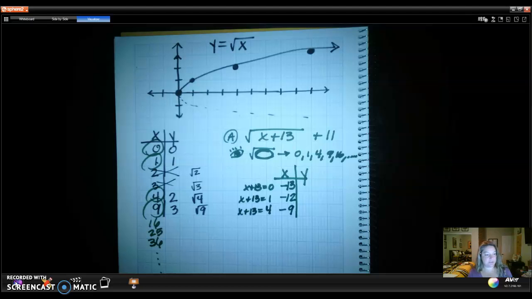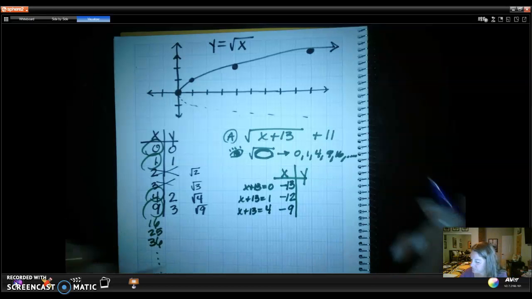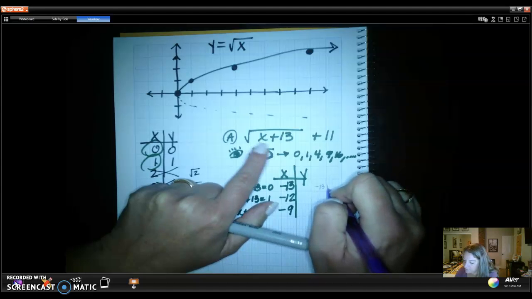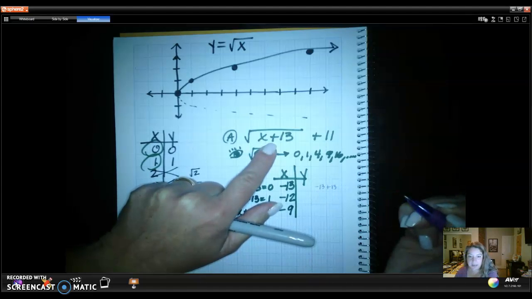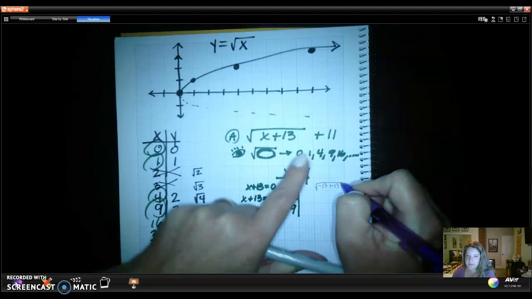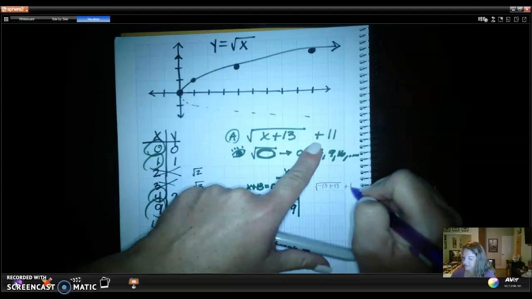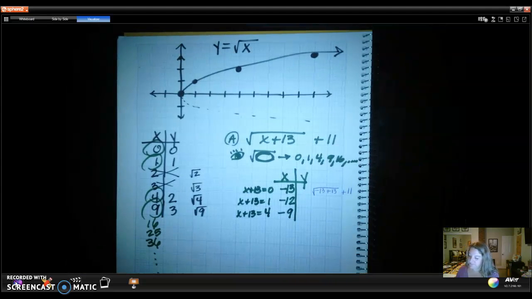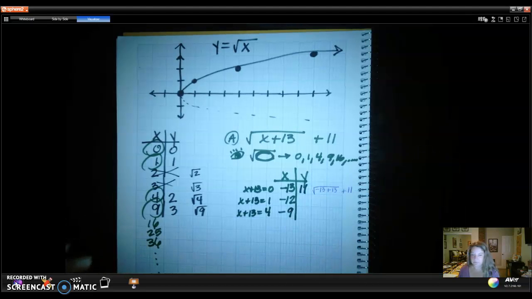So let's go ahead and do that. I'm going to do negative 13 plus 13. Well, that's a 0. I'm going to square root that. That's a 0. And then I'm going to add 11 because that's what is in the equation. So 0 plus 11 is 11.